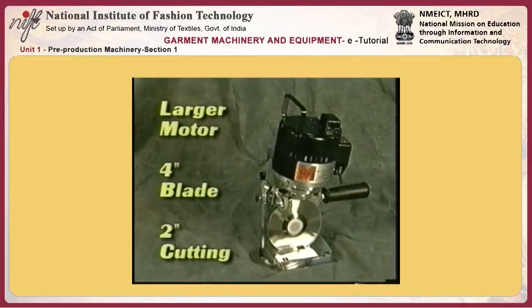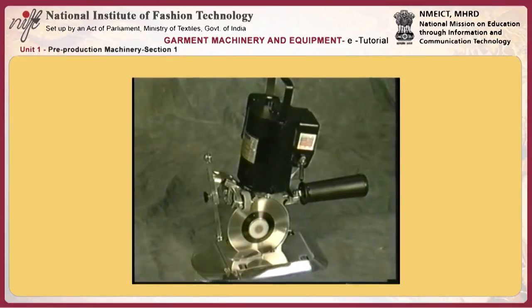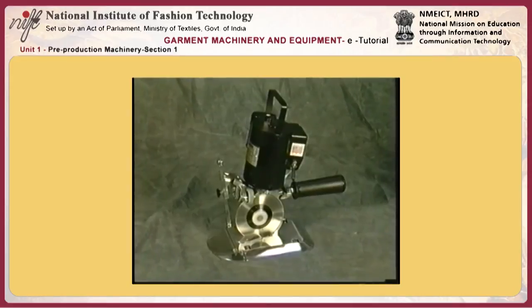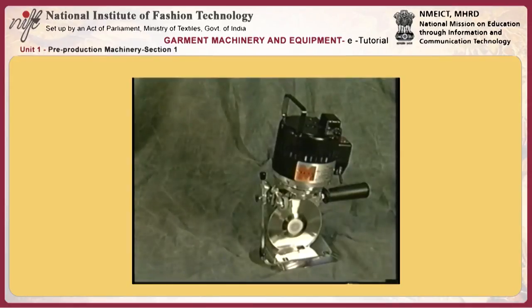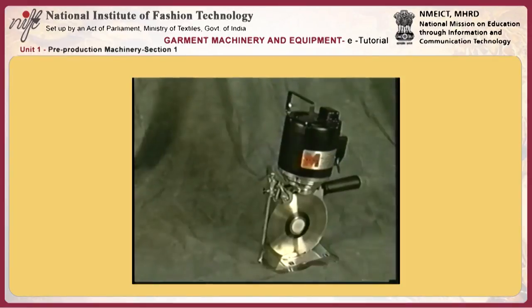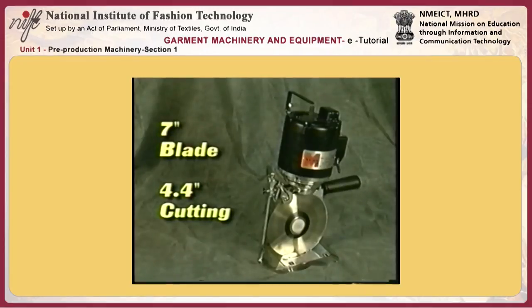Model 54 combines our larger, more powerful motor with a 4-inch blade and 2-inch cutting capacity for easy maneuverability while cutting heavy, dense material. Model 44 has the same blade size and capacity with a smaller motor for cutting lighter lays of most materials. Model 59 is the industry standard, a 5.25-inch round knife with 3 1/8-inch cutting capacity. And Model 87, with its 7-inch round blade and 4.4-inch capacity, is for the largest, most rugged jobs.